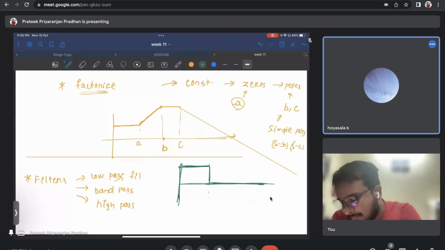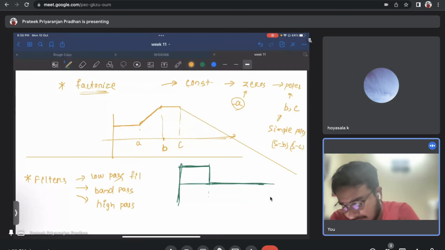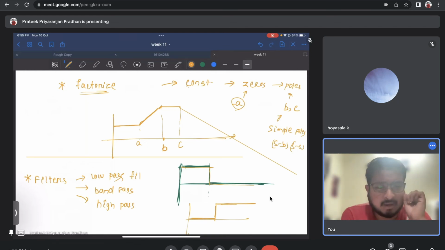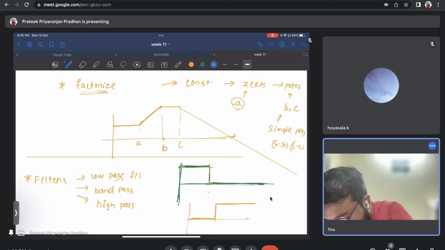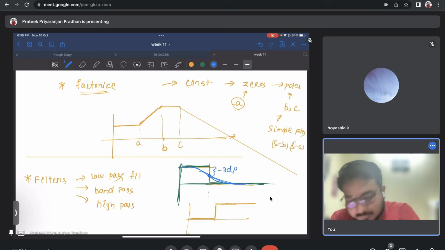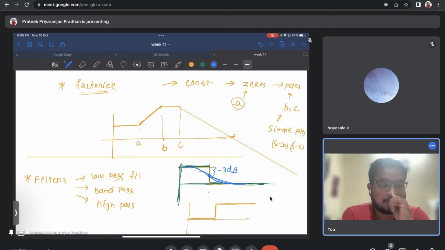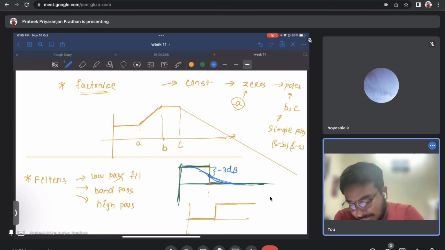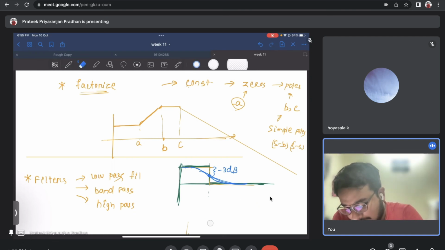But practically, it is impossible to design a filter exactly like this, or a high pass filter, with such a discontinuous response. It's almost impossible. So practically, you will get something like this. At the cutoff frequency, there is always a 3 dB drop. And mathematically you can also derive it.